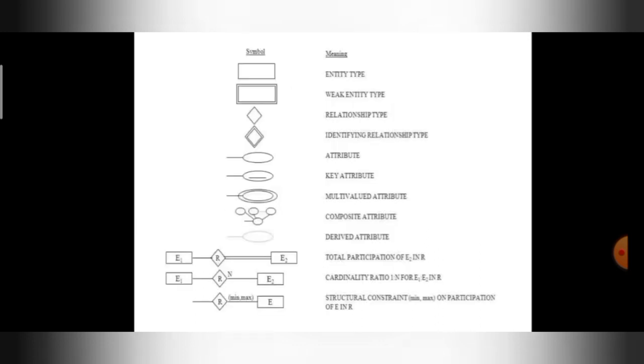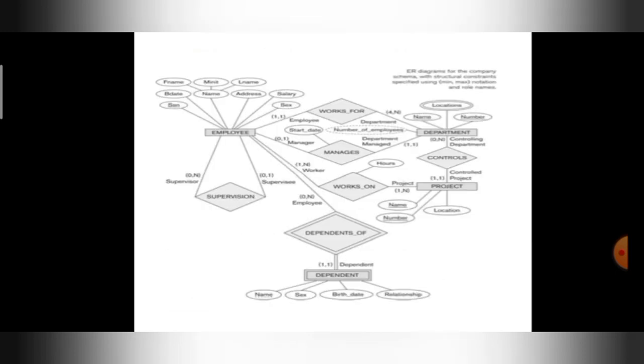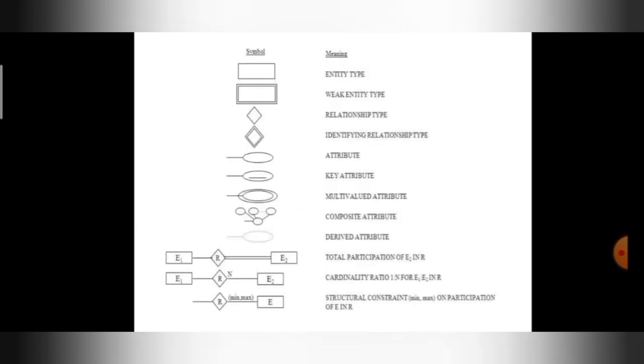So relationship type. To express a relationship between any two entities, you have to use a rhombus. For example, what is the relationship between an employee and a department? Employee works for the department. That is the relationship. To represent that relationship in the ER diagram, you have to use a rhombus, and the relationship name should be included within the rhombus. Hope you are understanding.